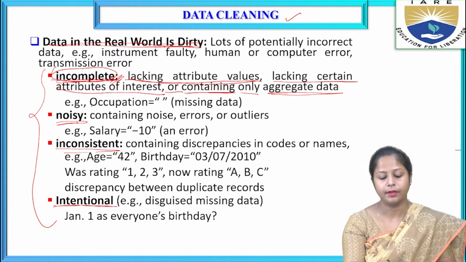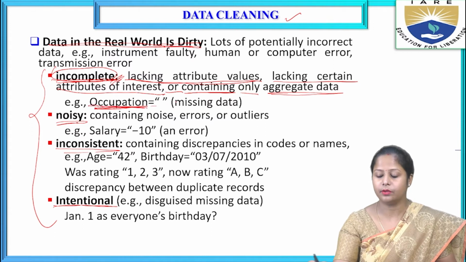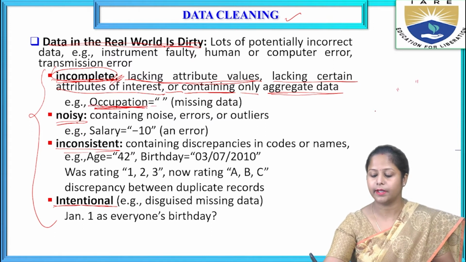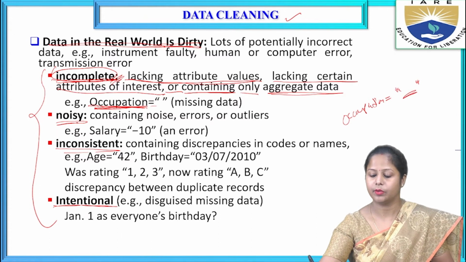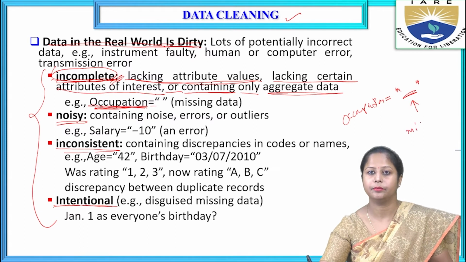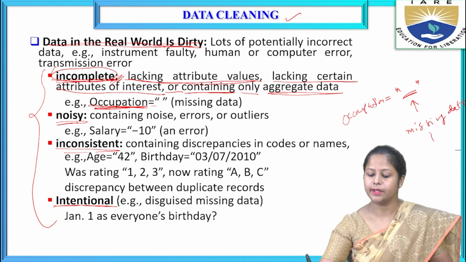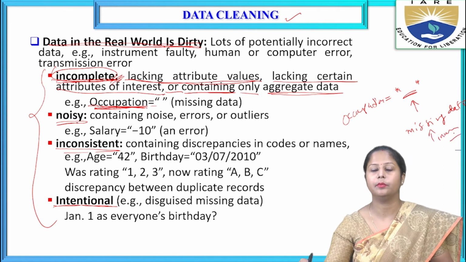Here, for example, occupation. If somewhere occupation is written like this, occupation equal to space, double quotes, space, we call that incomplete missing data. That is actually missing data, so it comes under incomplete data.